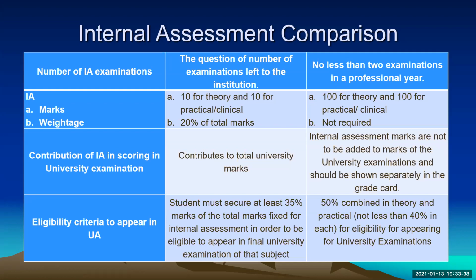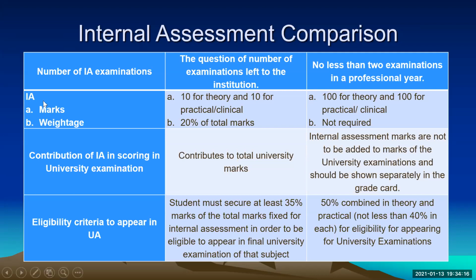Now what are the differences between the internal assessment we used to do and what we will be doing now? Regarding the number of internal assessment examinations, in the older curriculum it was left to the institution. However, in the newer curriculum, for ENT and ophthalmology it says no less than 2 examinations in a professional year. It means one examination can be internal assessment, the second will be prelim. So prelim is a part of internal assessment. Like this, we can have at least 2.